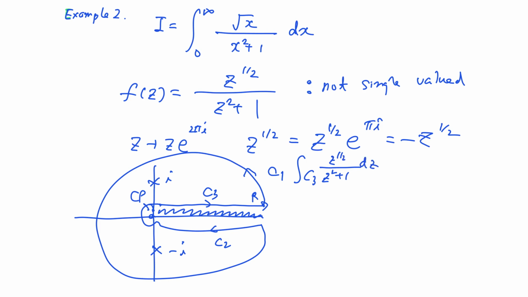This integral is actually from rho to R of x to the 1/2 over x squared plus 1 dx, right? This is C1. How about C2?